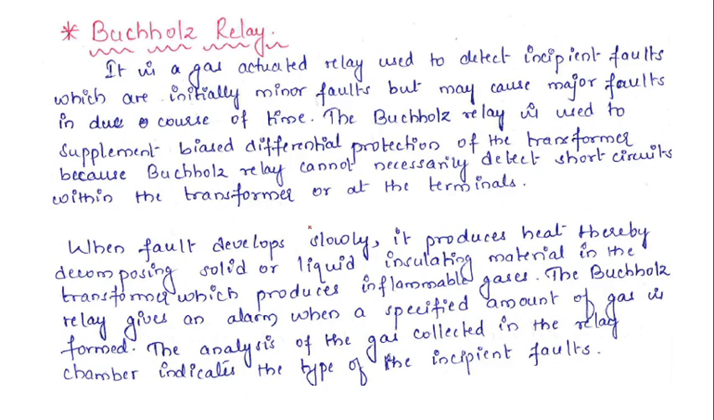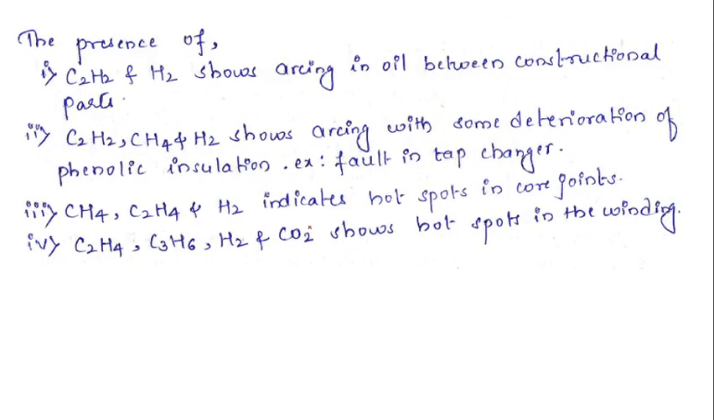The Buchholz relay gives an alarm when the specified amount of gas is formed. The analysis of the gas collected in the relay chamber indicates the type of the incipient fault. What type of fault has been initiated in the transformer will be identified with the help of the type of gas collected. So with the analysis of that collected gas, the type of the fault is determined.